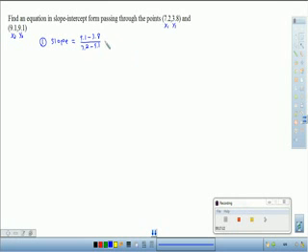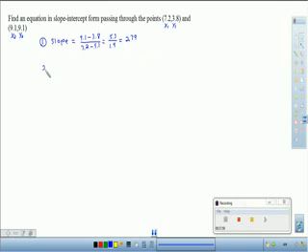And when we subtract that out, we get 5.3 over 1.9. And when we divide those two, we get about 2.79. I rounded mine to the nearest hundredth place. So we get about 2.79. That's my slope. That's m.